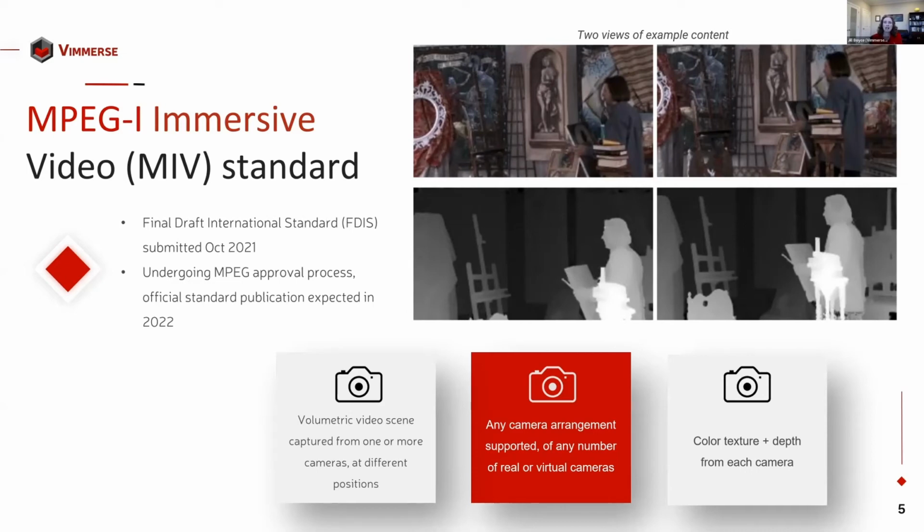So for content, the input for MIV is a scene that's been captured from one or more cameras, and any camera arrangement can be used, whether it's inward facing cameras, outward facing cameras, linear arrays. All that we need is to have texture and depth available from each camera. And the more cameras that are used, the wider range of the 3D scene that can be captured, and the quality can be improved.